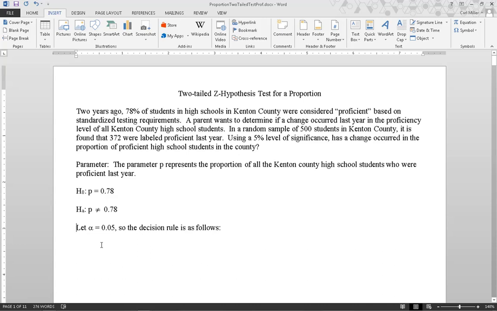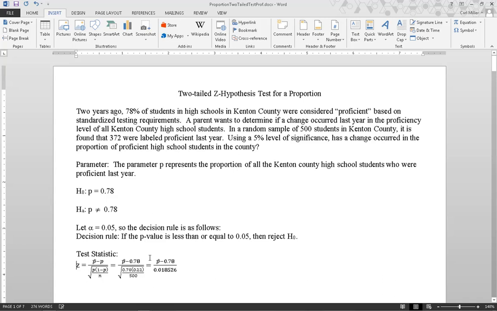Next, we let alpha be 0.05. That's our 5% significance level. So the decision rule would be written as follows. If the p-value is less than or equal to 0.05, then reject the null hypothesis. Next comes the test statistic.